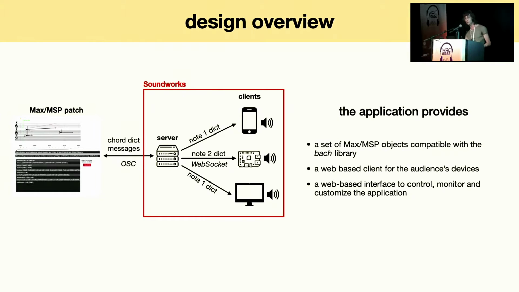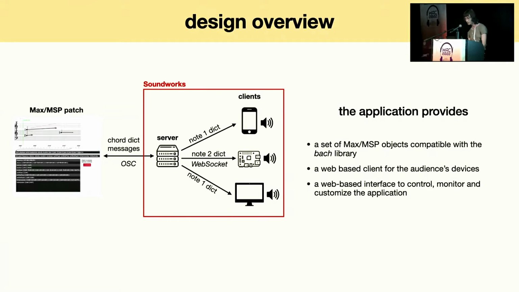The way it works, as you can see on this diagram, is that you start by composing something using the Bach library in Max/MSP. Then the data from your composition is collected and formatted as a dictionary within Max using the Koryphai objects. This dictionary is then sent to the server using the OSC protocol. When the server receives a dictionary, it dispatches the notes to the clients connected to the network, who then play sounds in the browser.